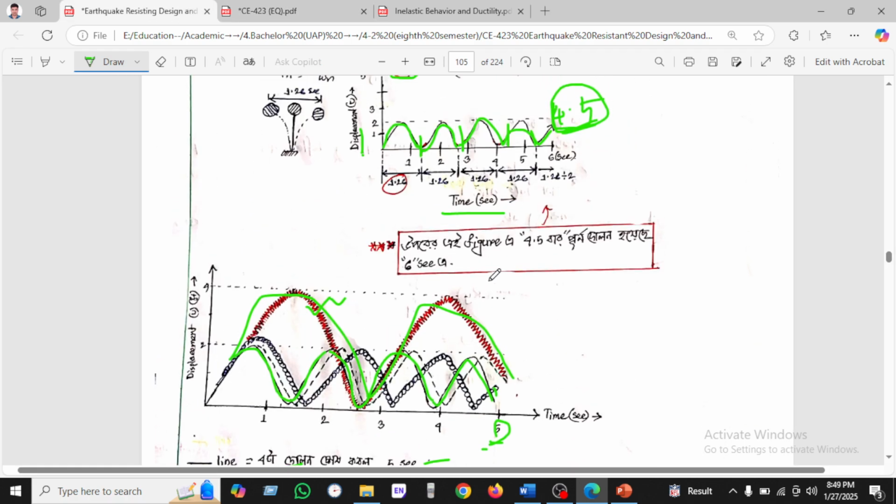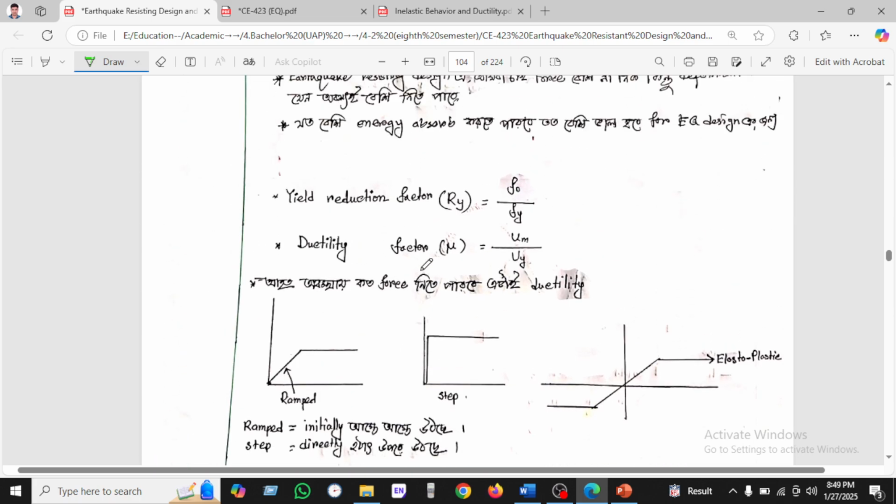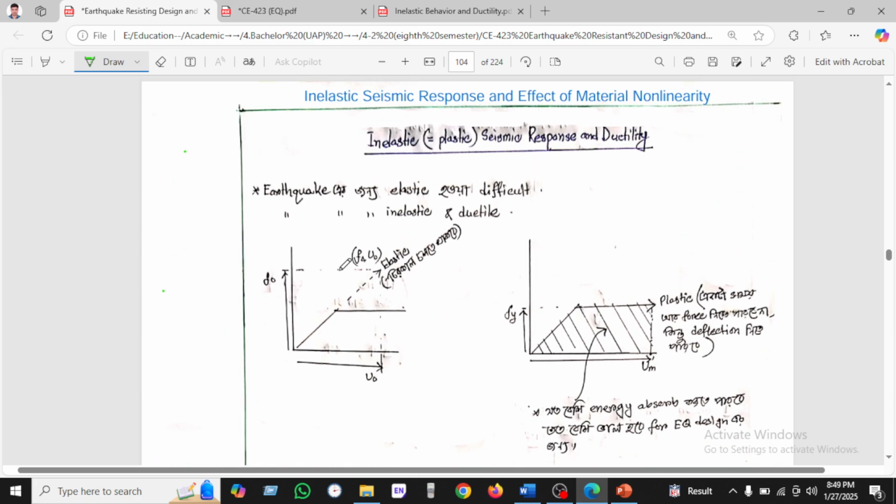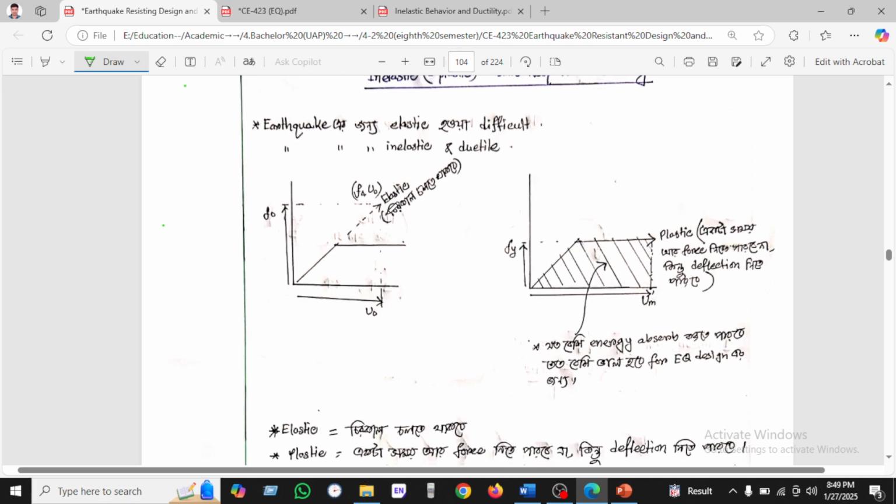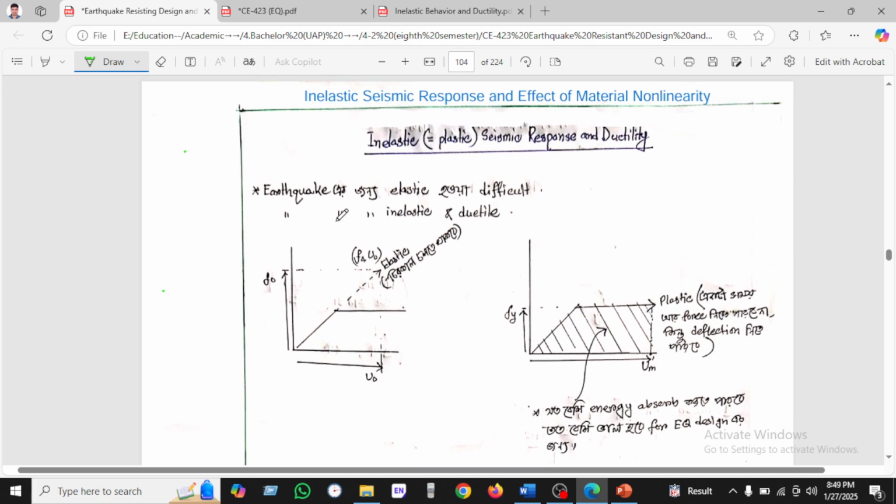So these are the material nonlinearity effects. If we see the system, elastic behavior is very difficult for earthquakes, while inelastic behavior with good ductility is very good for earthquake regions.